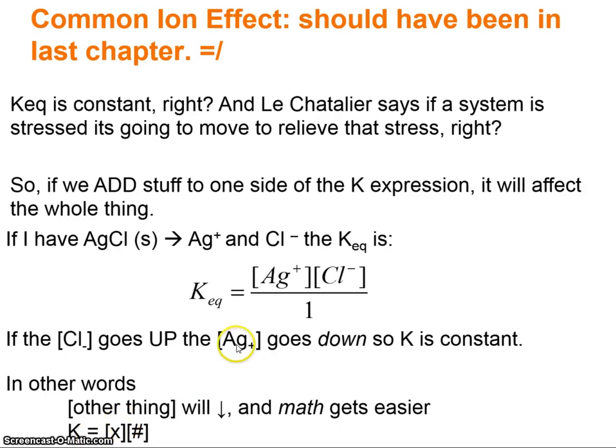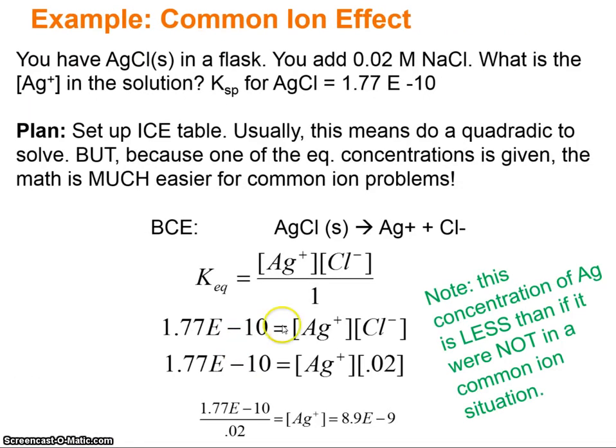So let's say I've got AgCl in a flask, and I add 0.02 molar sodium chloride. What's the concentration of silver plus in solution? And this is a reaction that you're going to see again if you take analytical chemistry with me. We're going to do a lab on precipitation gravimetry, but we're actually going to do the opposite. We'll add an extra Ag+ instead of extra Cl- because we're trying to capture the Cl-. All right, so here's my KSP, 1.7 times 10 to the minus 10.